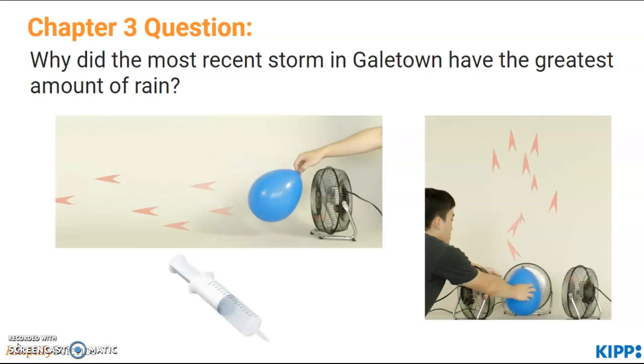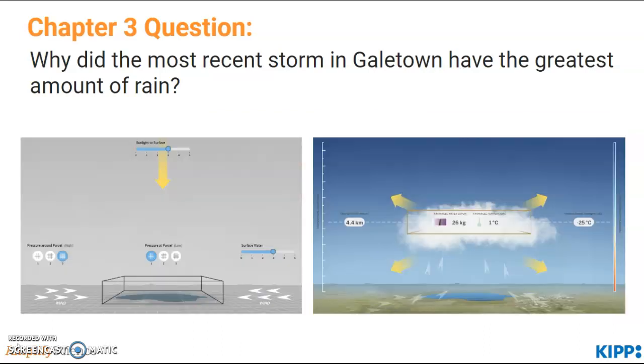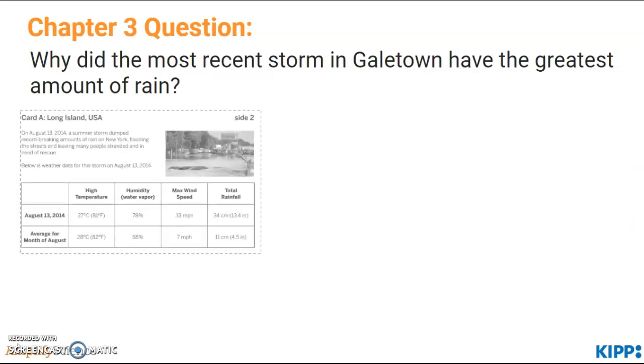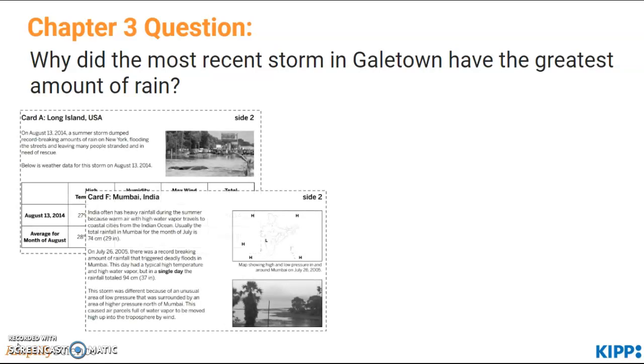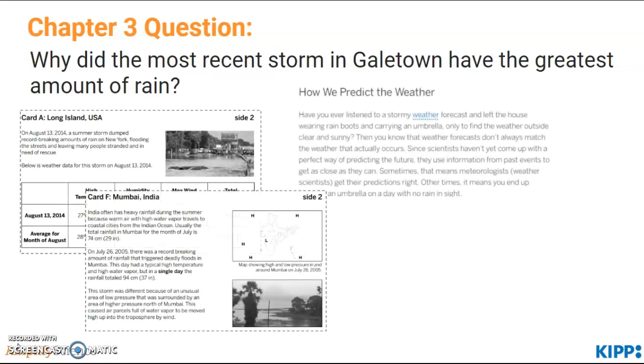They also investigate air pressure using plastic syringes. They further explore wind and air pressure in the sim by looking at data from real storms from all over the world and reading about weather prediction. Students are able to identify factors that lead to severe storms, including wind.